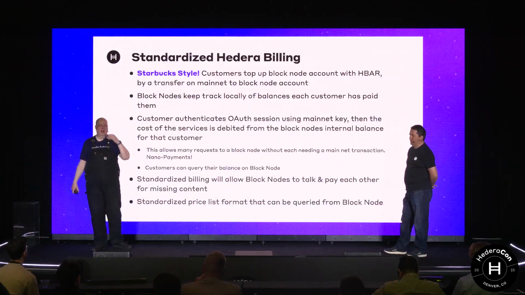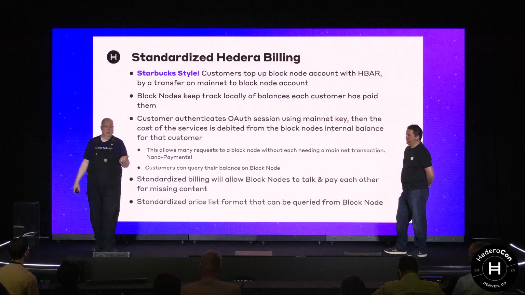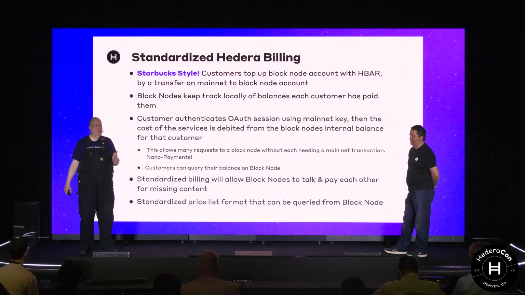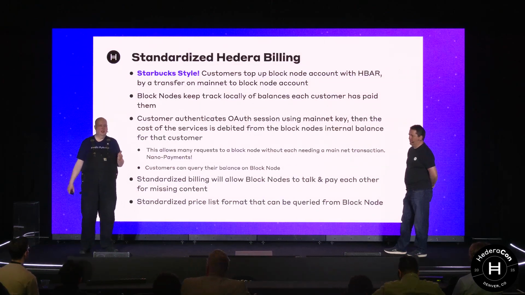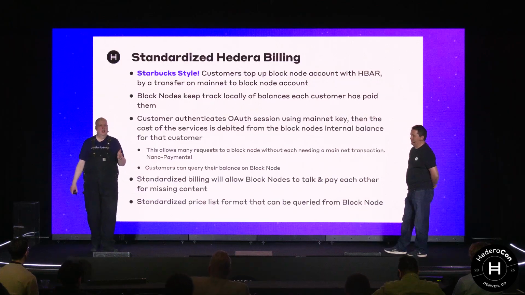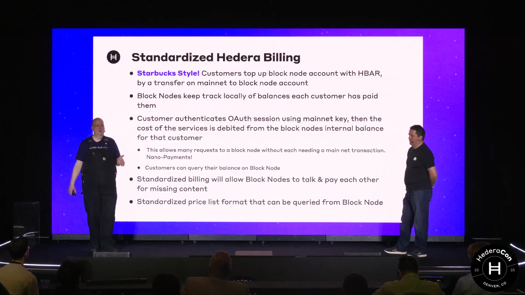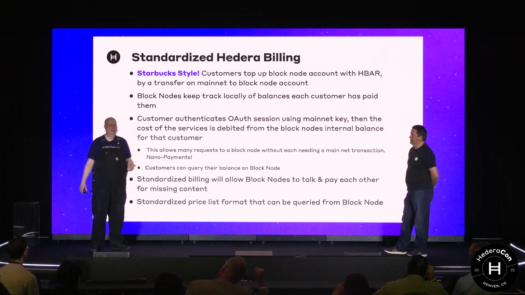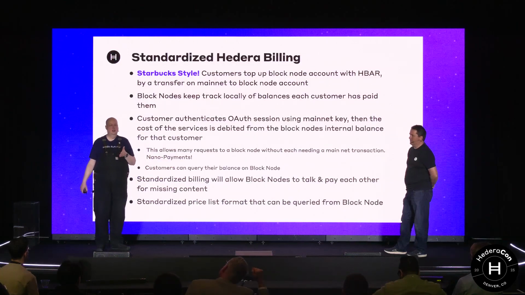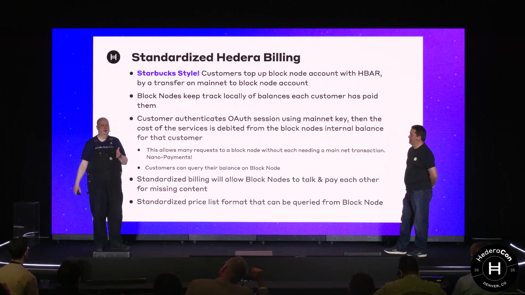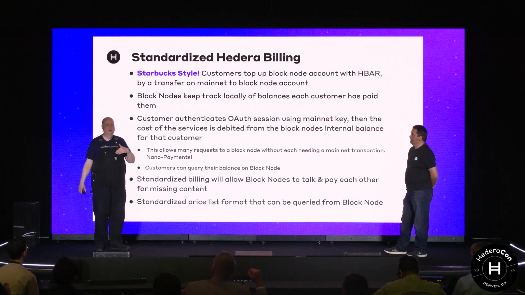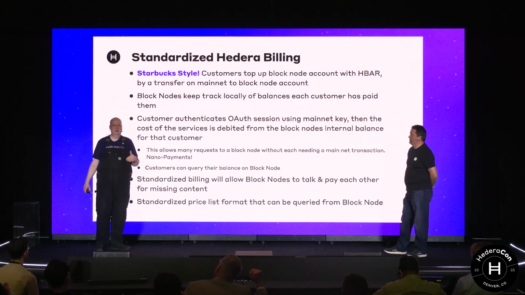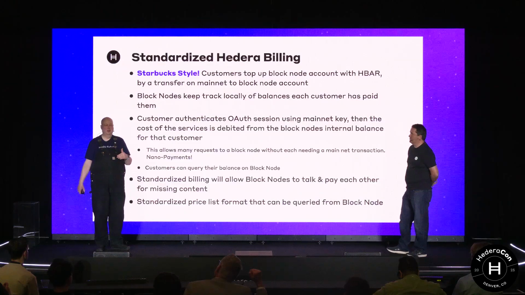So how does Hedera standardized billing work? Kind of the idea of this was to try and do it sort of Starbucks card style. So if I want to get data from a block node, I will go onto mainnet, I will do a transaction from my account to the block node's account and say, send it 20 HBAR. The block node will see that a transaction of 20 HBAR being sent to it from a known account, and it will then put it into its internal database and say, okay, you have 20 HBARs worth of credit.